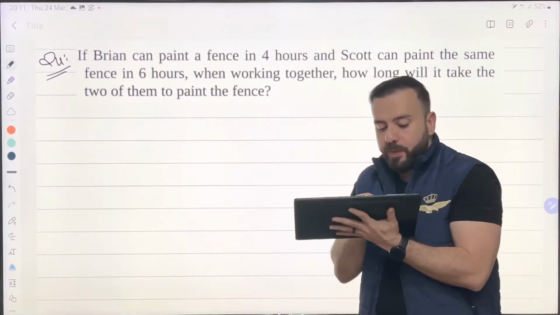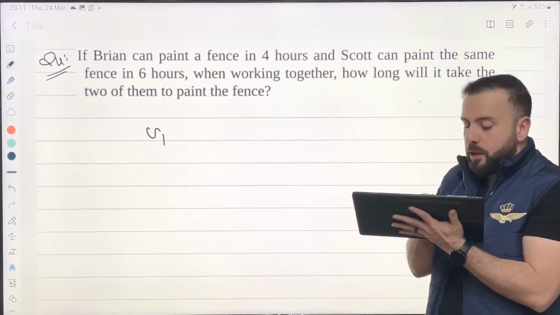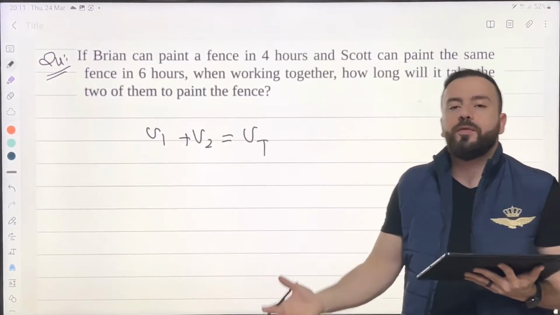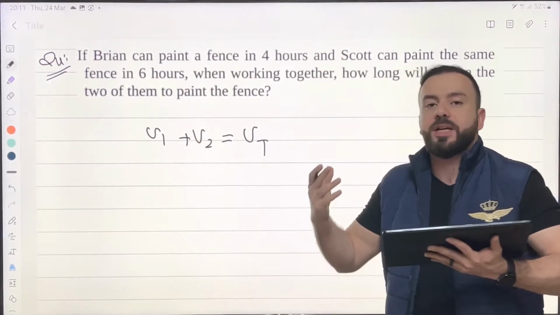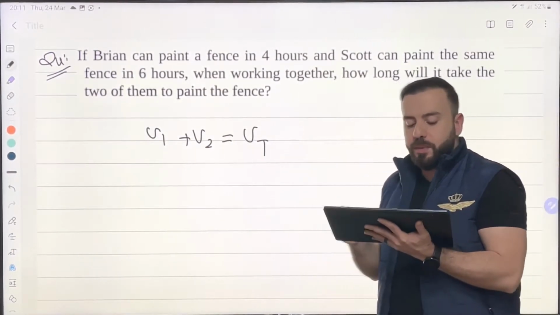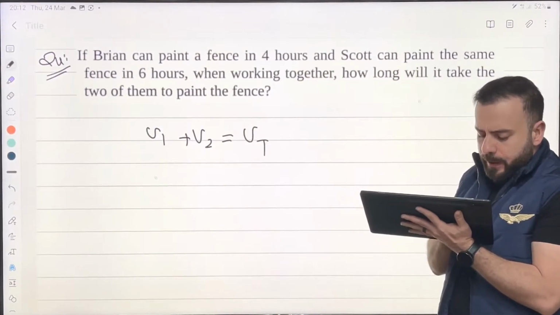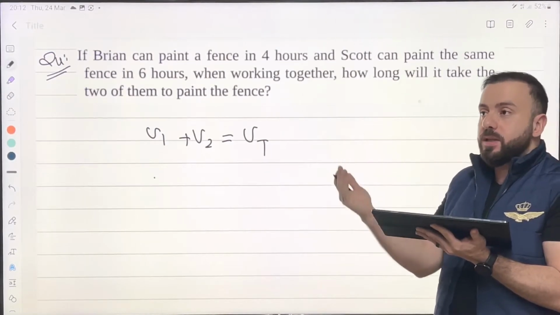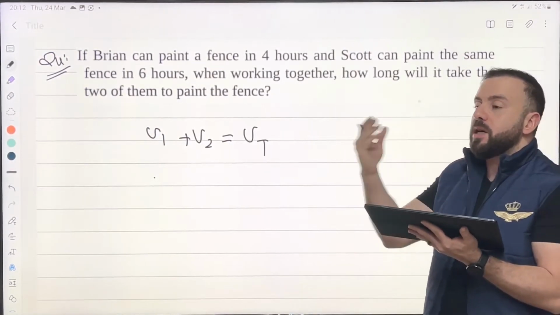Now, velocity 1 plus velocity 2 is equal to velocity total, if we're talking in physics. But since it's just a job, speed 1 plus speed 2 is equal to total speed. Speed 1 means distance over time, or, if we're talking about a job, job over time, something over time.